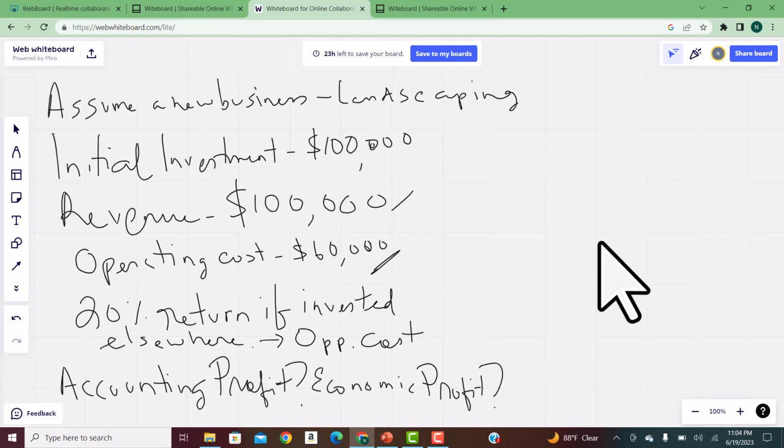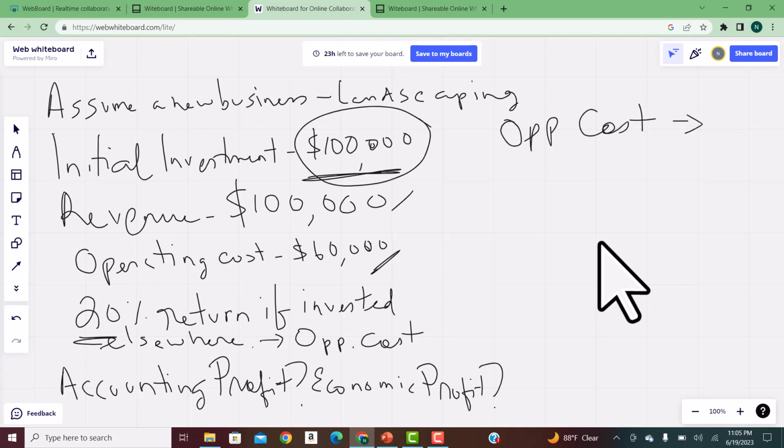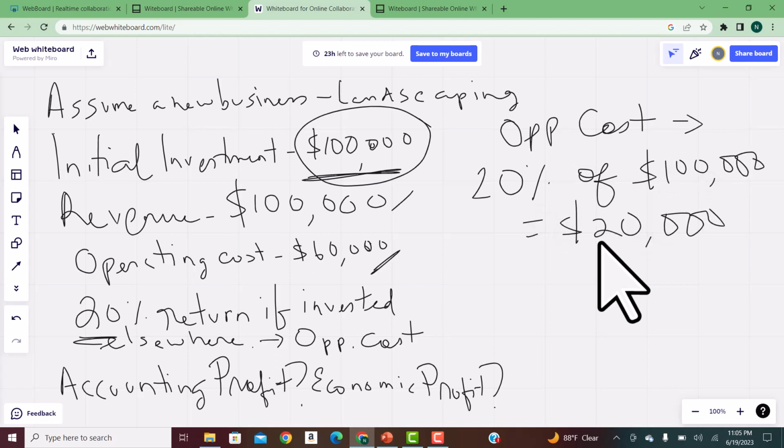Right now, we are also given the information that if I did not invest this 100,000 in the landscaping business, I could have invested it in the stock market or somewhere else and could have earned 20% profit or 20% return on this 100,000. So that is my opportunity cost that I did not get. So first of all, let's try to calculate what is my opportunity cost. My opportunity cost that I could have earned if I did not start the landscaping business was 20% of 100,000. That is basically 20,000. Okay, and that is my implicit cost. So this is also known as my implicit cost.